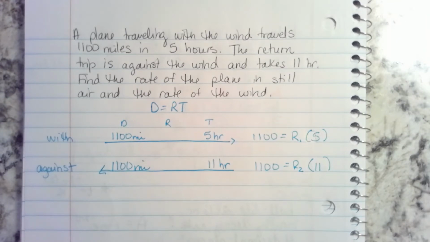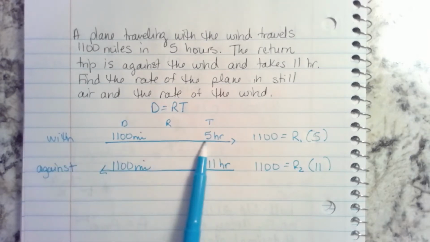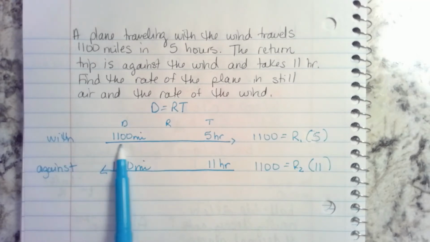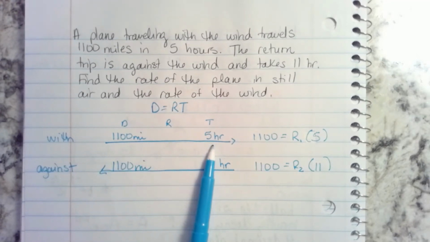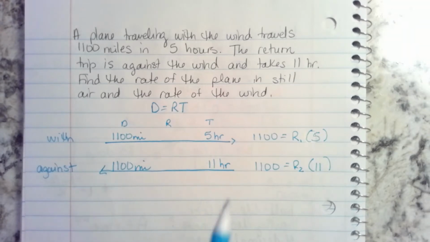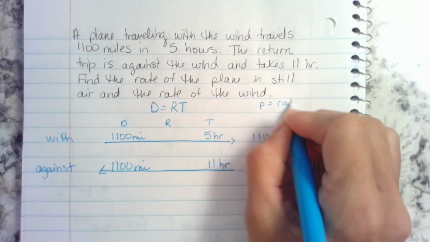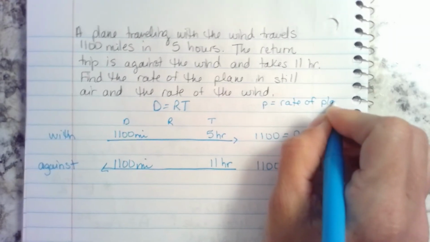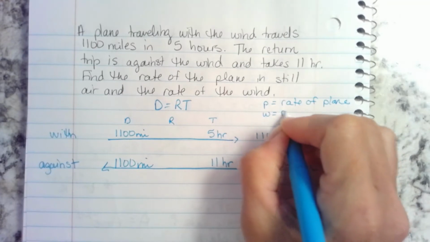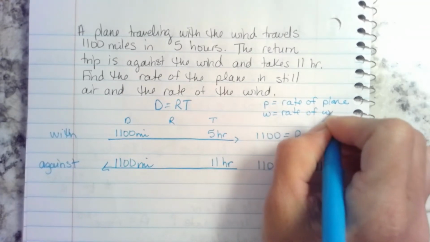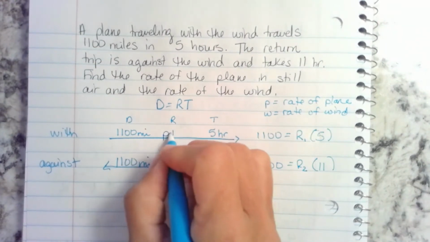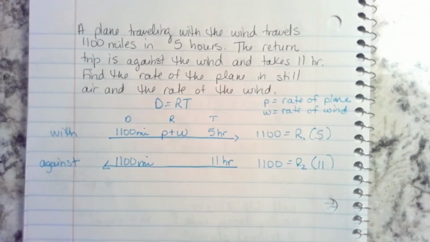We're looking for two different rates, right? One of these is with the wind. If you're going with the wind, it's pushing you. So the wind speed and the plane speed are going to be added together because they are working together. So the rate is going to be, let's let P equal the rate of the plane, and let's let W equal the rate of the wind. So here, they're added together because the wind is pushing the plane.